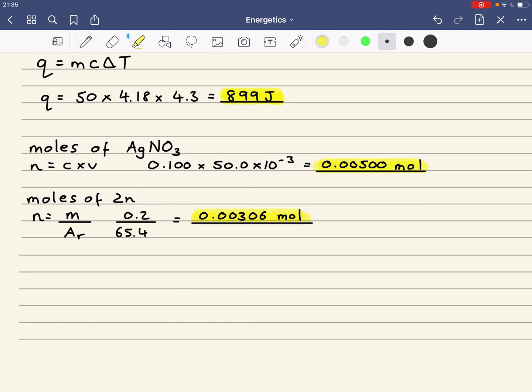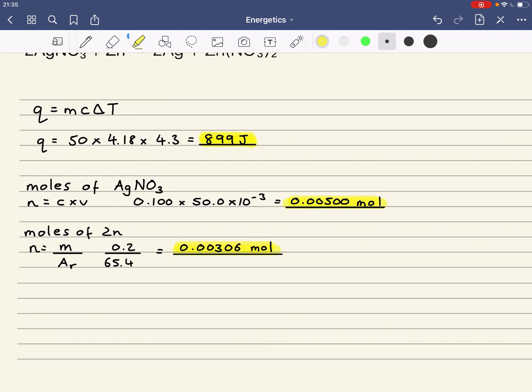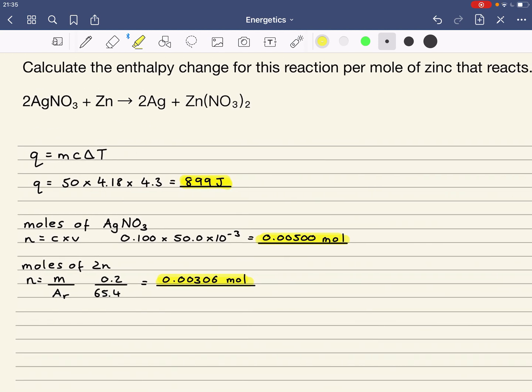Now, it might be tempting to think, well, I've got a lower number of moles of zinc, therefore it must be the limiting reagent. However, we've now got to look at the equation. 2 moles of silver nitrate react with 1 mole of zinc. So in order for all this zinc to react, I've got to have 2 times this number of moles of silver nitrate. In reality, it's the silver nitrate which is the limiting reagent. I'll say that again: in order for all 0.00306 moles of zinc to react, I would need this number times 2. And I haven't got that. I've only got 0.005 moles of silver nitrate. In reality, of this 0.00306 moles of zinc, only half of the silver nitrate number is going to react.